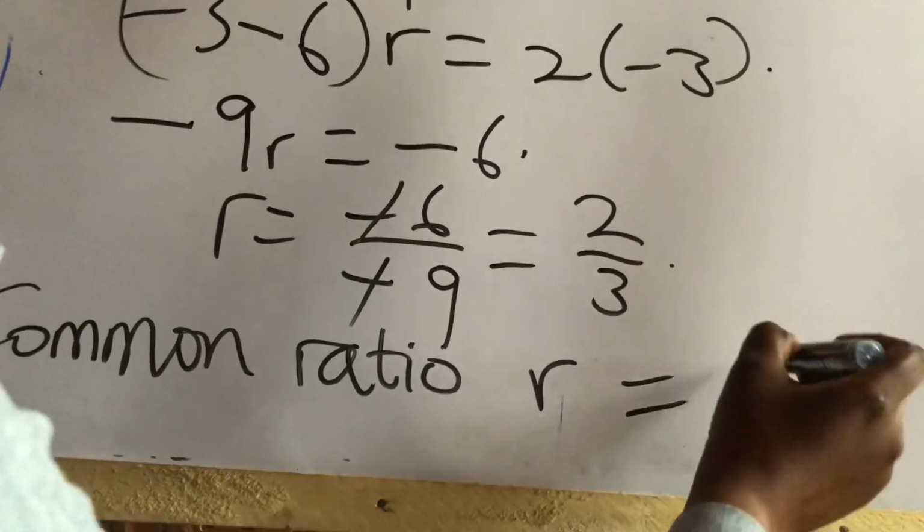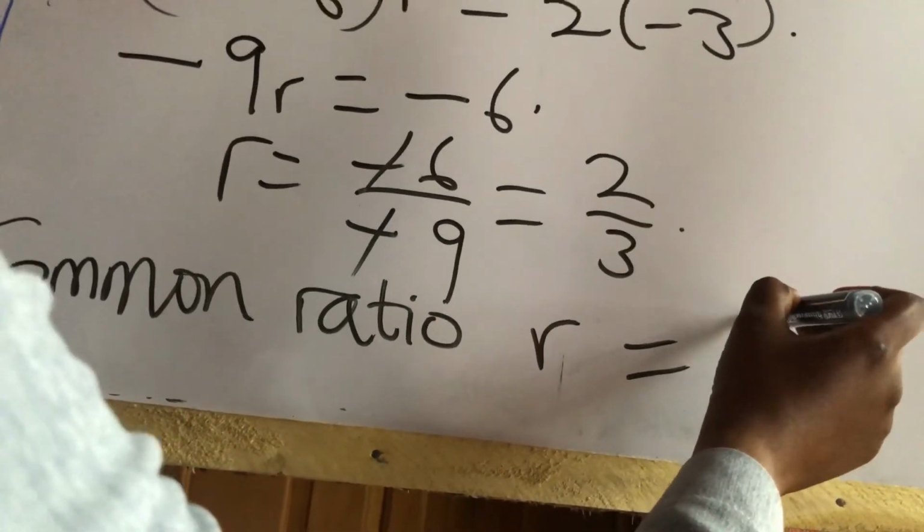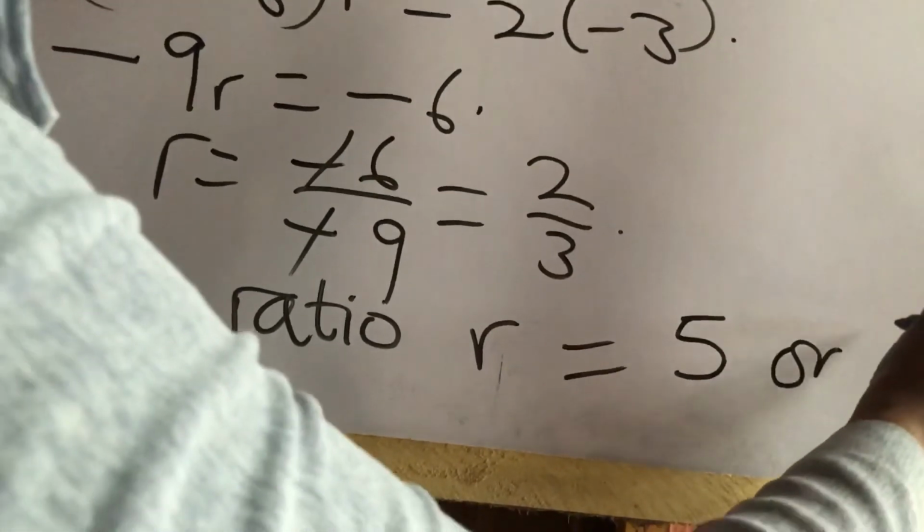r will be, the first one is 5 or 2 over 3.